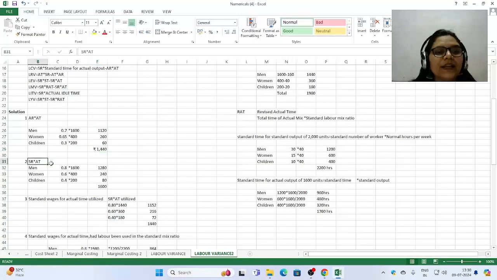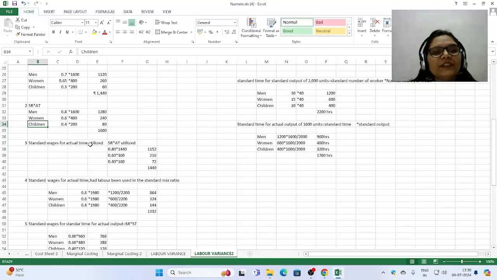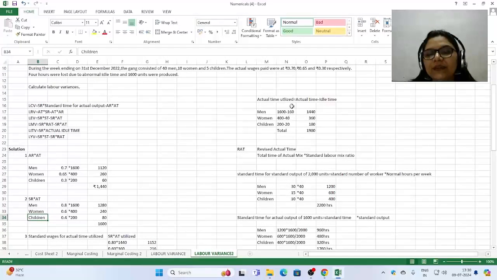Next is the standard rate into actual time, men, women and children. We have taken standard rate, and actual time we have already calculated over here. We will simply multiply and do the totaling of all the calculations. Then standard wages for actual time utilized, SR into actual time utilized. Actual time utilized is equal to actual time minus idle time. Actual time 1440, 400 minus 40, 360, 200 minus 20, 180.